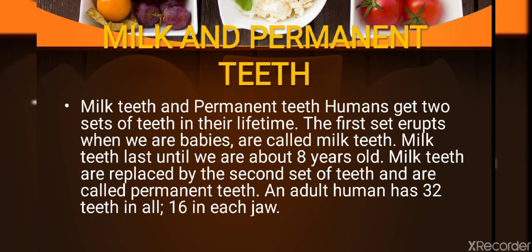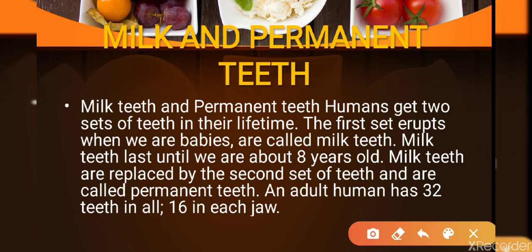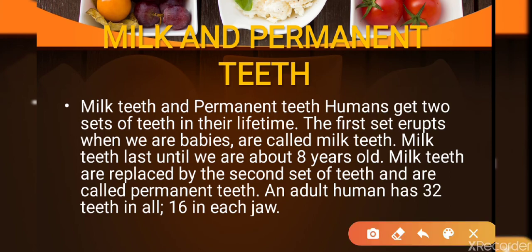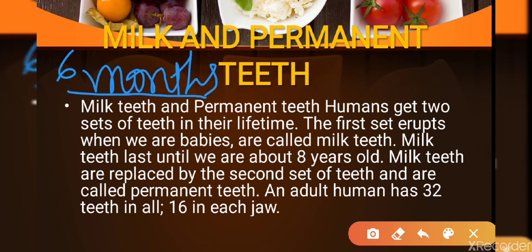Next we have milk and permanent teeth. Students, in the case of human beings, we have two sets of teeth. The first one is known as the milk teeth and the other one is known as the permanent teeth. Milk teeth start growing at the age of 6 months and last until 10 to 12 years of age. These teeth fall at the age of 8 to 12 years. This age varies from person to person.